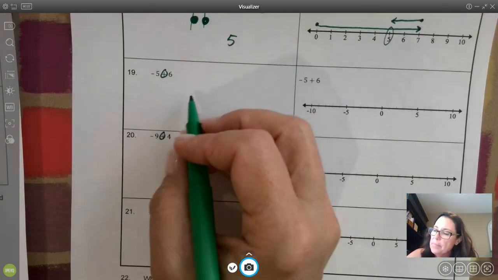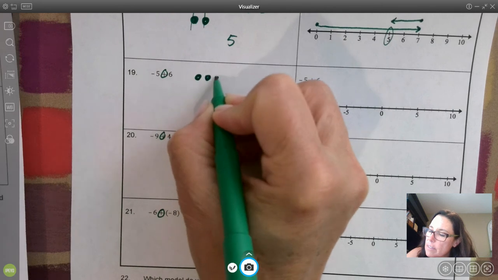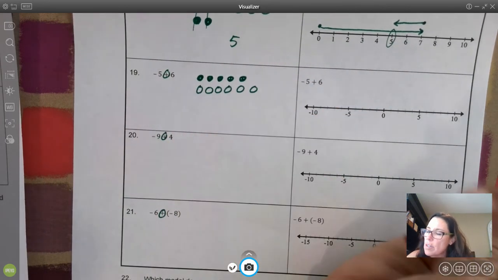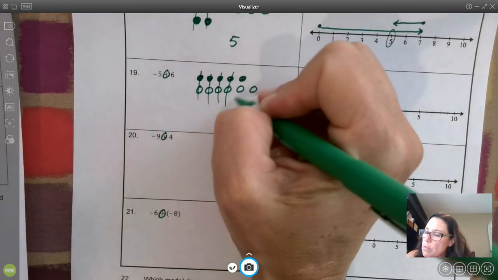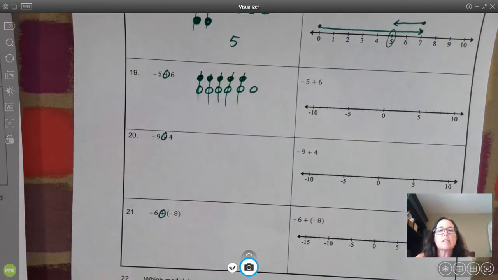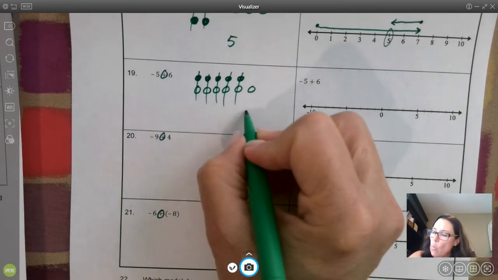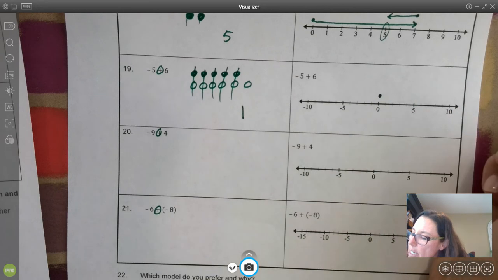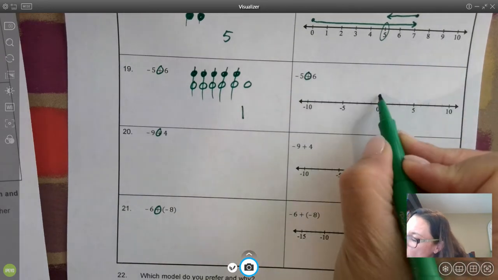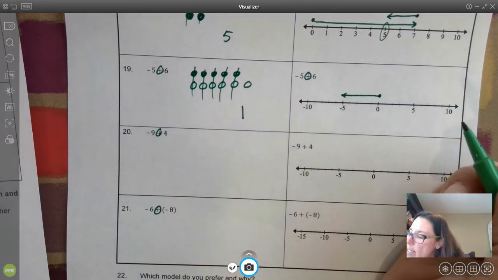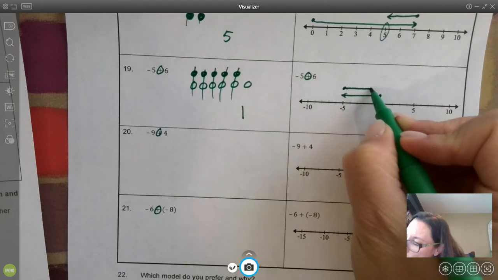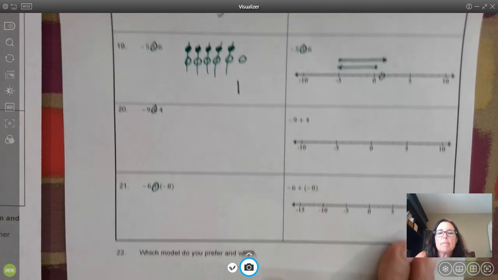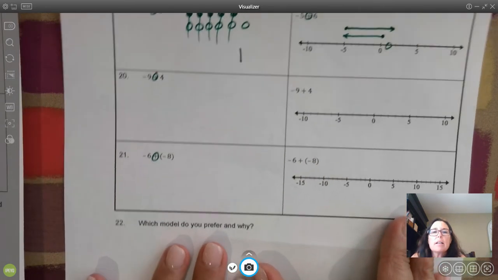Okay, this guy, -5. 1, 2, 3, 4, 5. 1, 2, 3, 4, 5, 6. So we're 0 pairing out. A positive and a negative makes nothing, so throw those out. And I've got 1 positive tile left over. Let's see if we get the same with the number line. Starting at 0, we're adding on a number line. Left 5, because it's -5. Right 6. So I'm landing at 1.